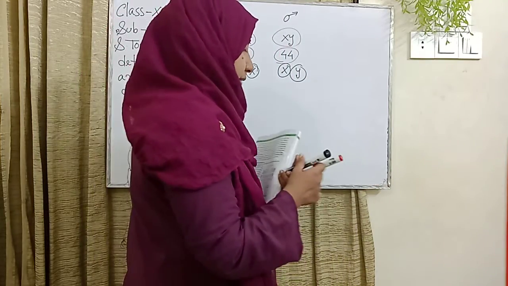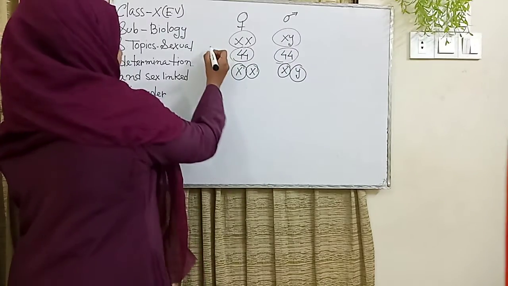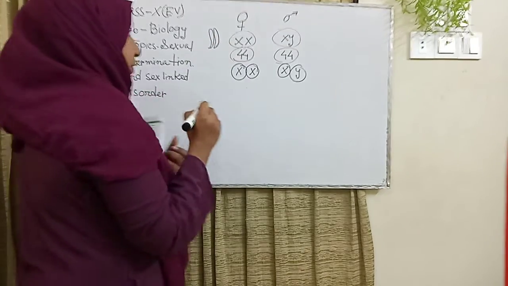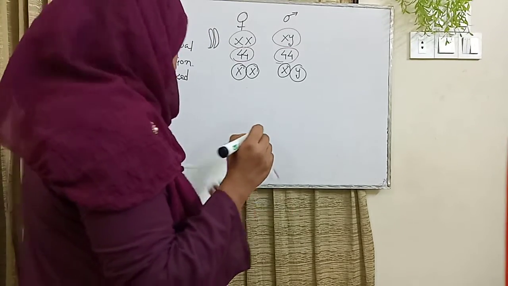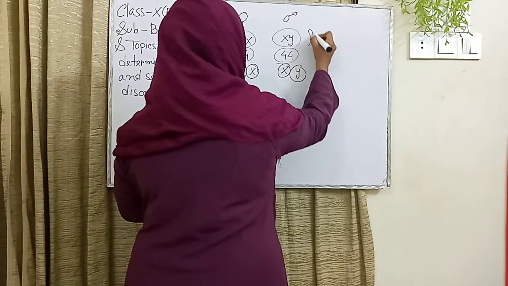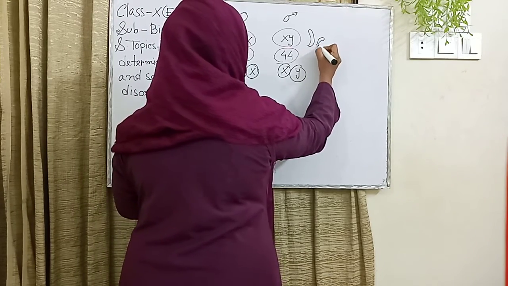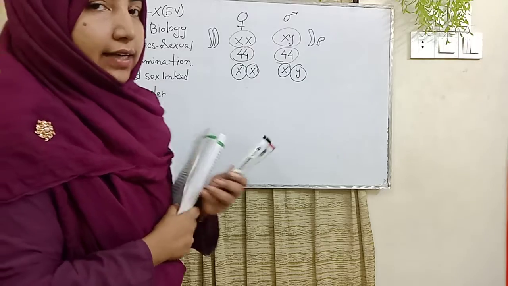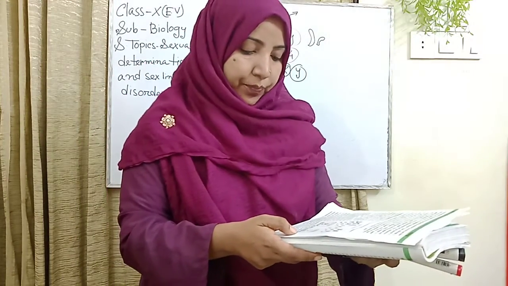I just write basically these two chromosome structures, they are like this rod-shaped structure, and the XY chromosome is another structure like this, and this structure is short. Basically X chromosome is long and the Y chromosome is short.